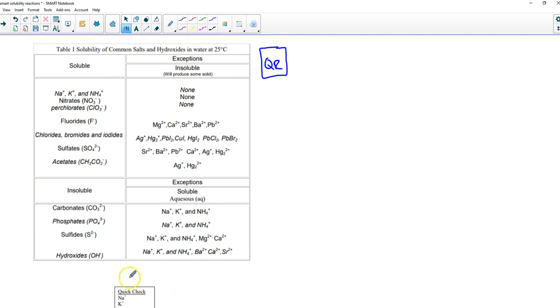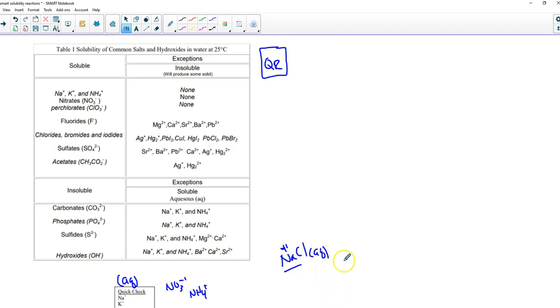First things first, quick check. If any of these are present, it's always aqueous. You can't see that bottom one, it's nitrate and ammonium. So anytime you have one of these present, let's say NaCl, this has got sodium on it. So this one generally dissolves nicely, which of course you know it does.